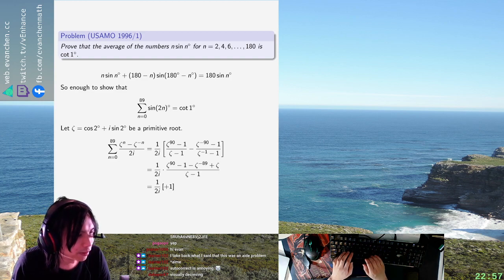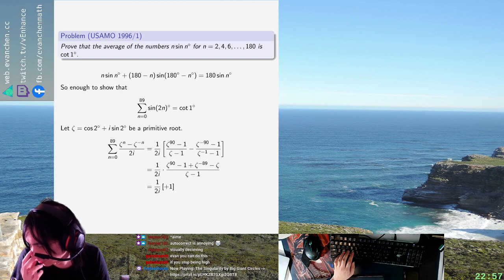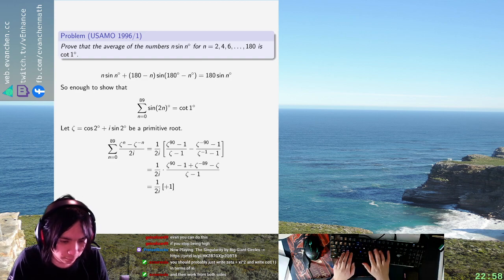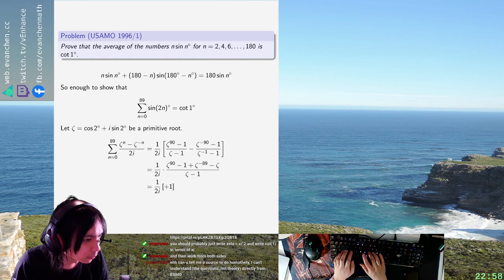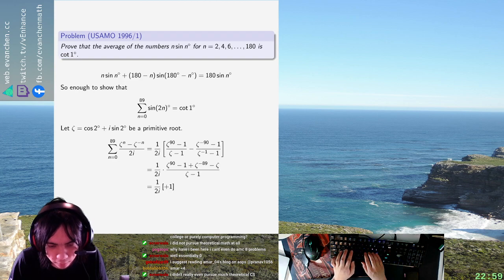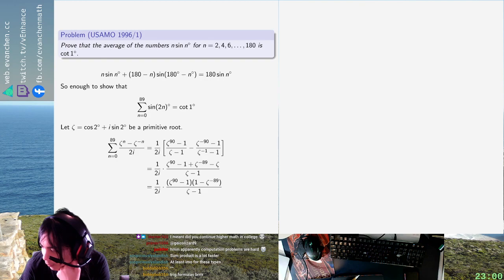Okay, anyways, it's enough to show that when I sum the sine of n degrees from n equals 0 to, let's just say 178, I think. Well, we don't care about the endpoints, actually. Let's just do up to 180. This is supposed to be equal to cotangent of 1 degree over something. I don't know what the something is.